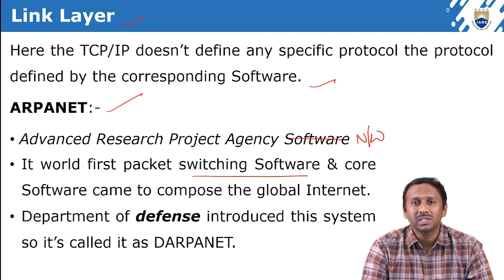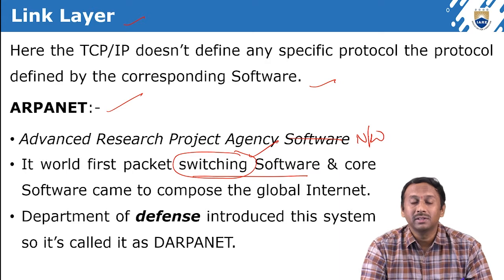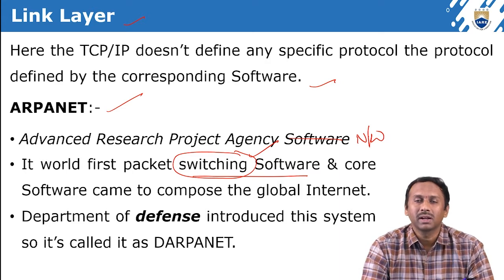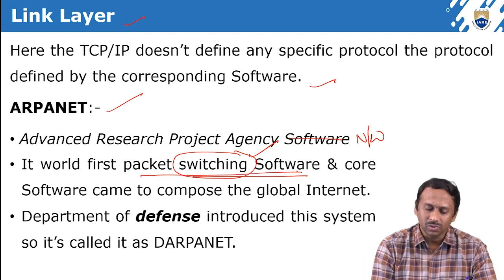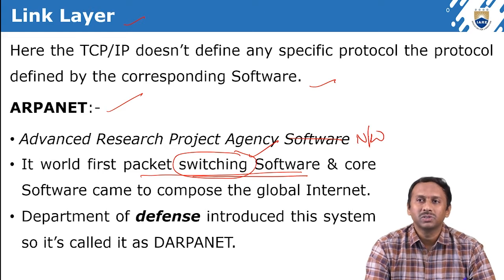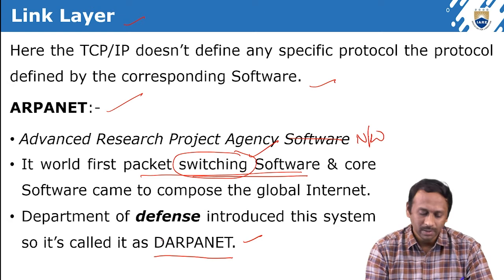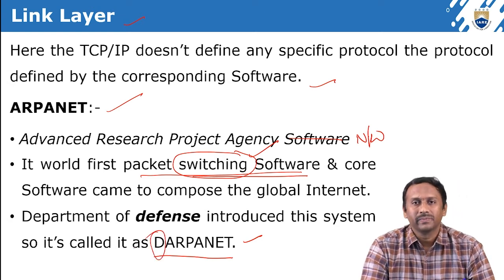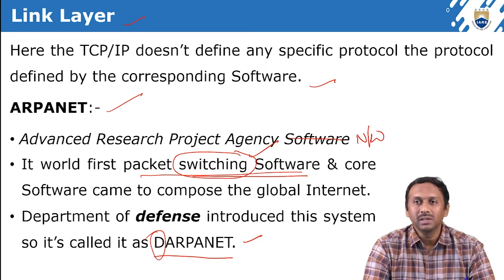And this is the first packet switching network. So what is switching? That is another important and interesting topic, and in later classes we will discuss the switching concept. We just keep it in mind. This is the first packet switching network, and the core software that came to compose the global internet. The Department of Defense introduced this system, so it is called D-ARPANET, isn't it? D stands for Defense, and ARPANET is nothing but Advanced Research Project Agency Network, right?